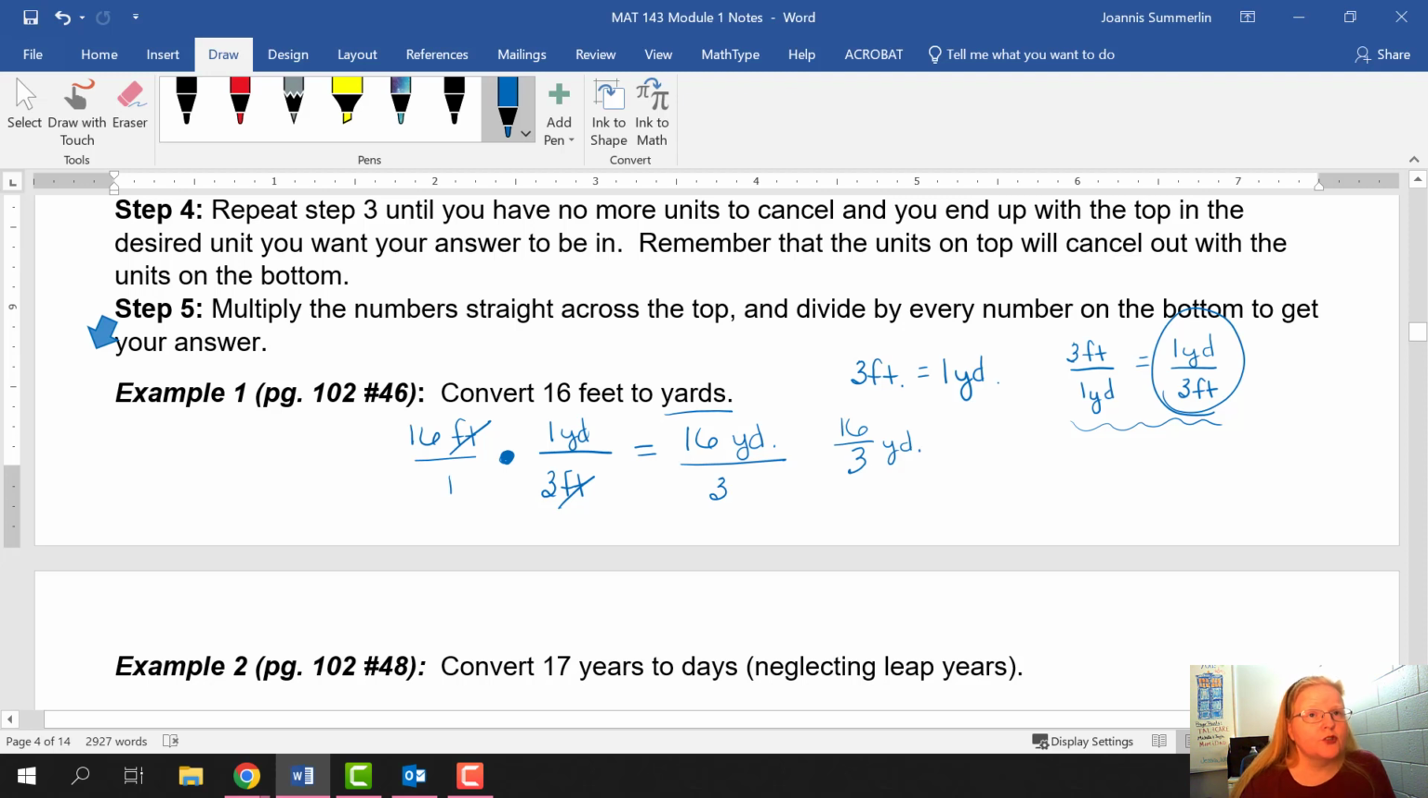That might not be a choice if it's multiple choice. They might want you to say 5 1/3 yards. Either one of those I would take as correct. One of them is improper, one of them is a mixed number. Either one to me is correct, so I'm good with either one. They didn't say which one they wanted. I'm cool with either.